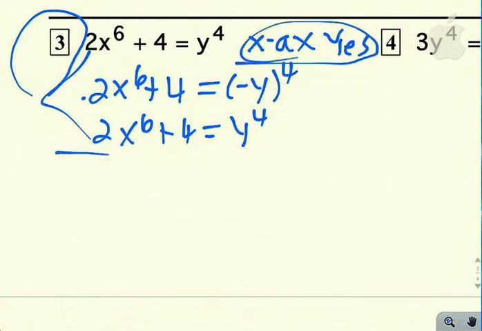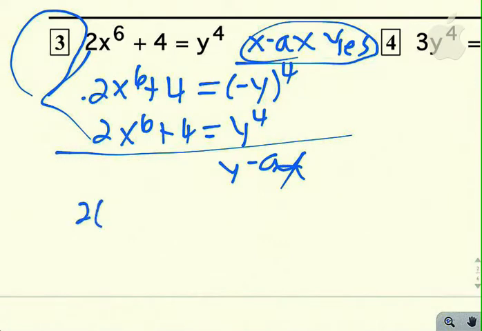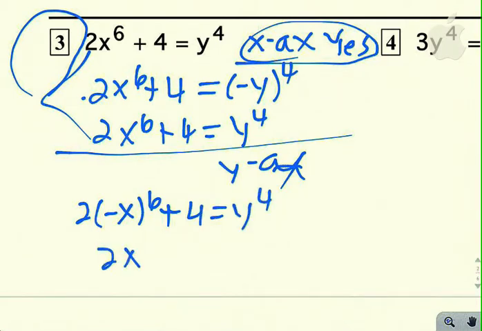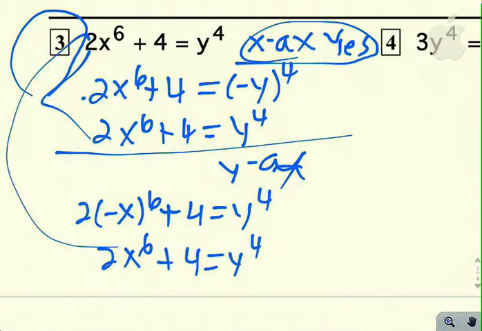Now for y-axis symmetry, you negate the x. And this would be 2x to the 6th plus 4 equals y to the 4th, which is equivalent to the original. So for y-axis, you also have a yes.